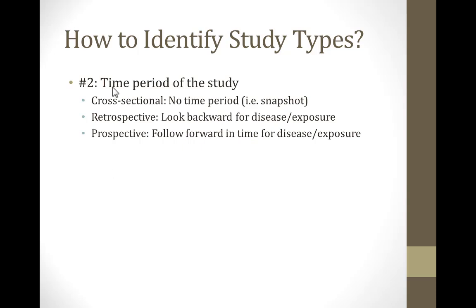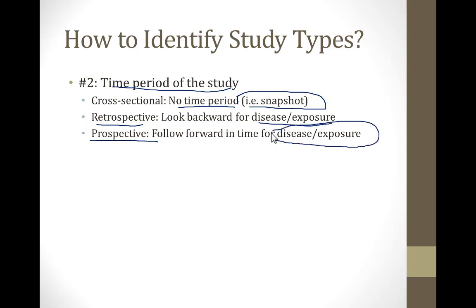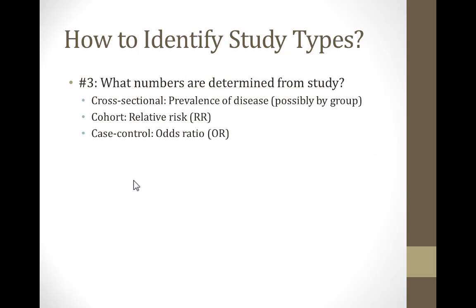Next, pay attention to the time period of the study. In cross-sectional studies, there's no time period. It's just a snapshot in time. In retrospective studies, we look backward through time for disease or exposure. And in prospective studies, we look forward in time by following patients to see whether they become exposed or develop disease.